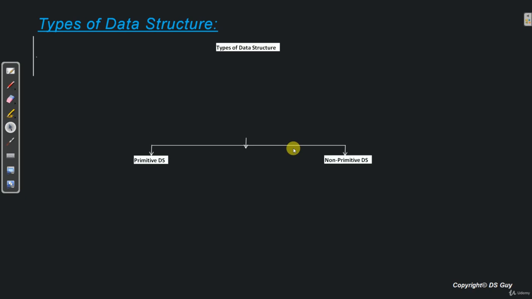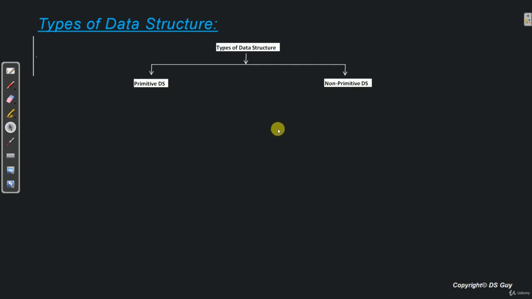So on a very high level, data structure can be divided into two categories, that is primitive data structures and non-primitive data structures. Now what do we mean when we say primitive data structures? Primitive data structures are those data structures which are given by a given programming language. So let's say if we are working in Java, these are the data structures which are already defined by Java language. Similarly, if we go for C, we get int, float, character and so on for other programming languages as well.